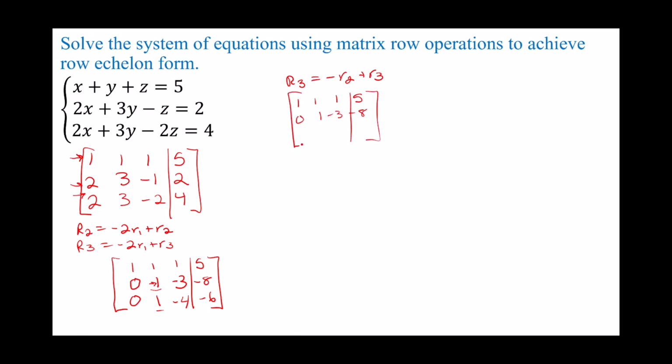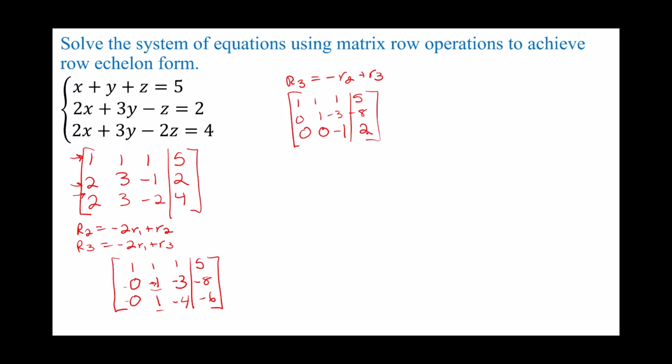So row 3, negative row 2 plus row 3. So negative 0 plus 0 is 0. Negative 1 plus 1 is 0. Negative 3 minus 4 is negative 7. And negative 8 plus negative 6 is 2.